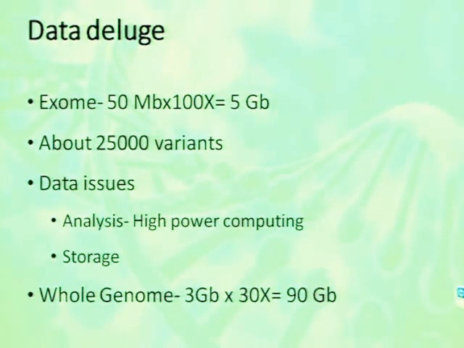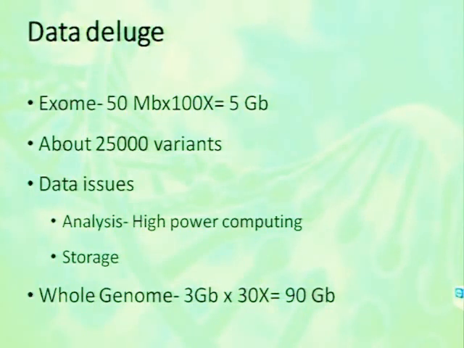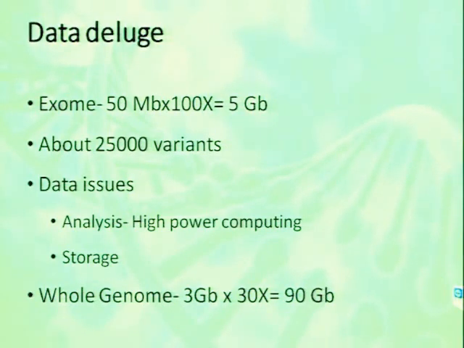You find about 25,000 variants in each individual. Now out of this 25,000, you have to find one. That is the issue involved. And so these data issues are there still, but we have to tackle them. Mainly the data issues involved are in analysis and in storage.